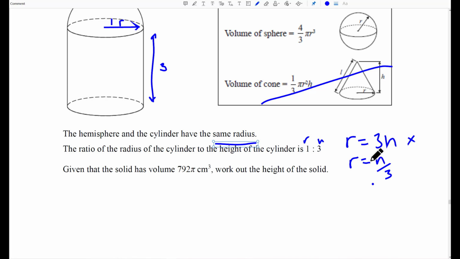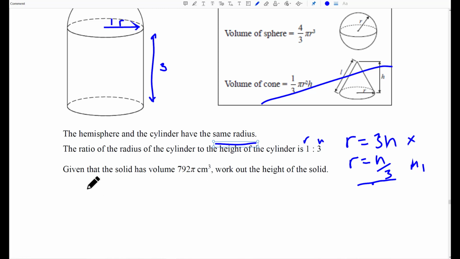This can't be right, because if r is, say, 6 here, h is 2, and that's a third of the answer. So do double check that to see if your equation makes sense. That's probably why that gives you a method mark. Yeah, 1 mark. So the whole solid has this volume.